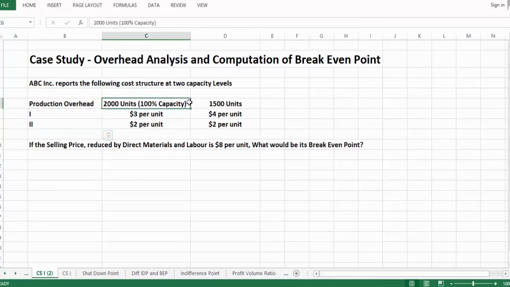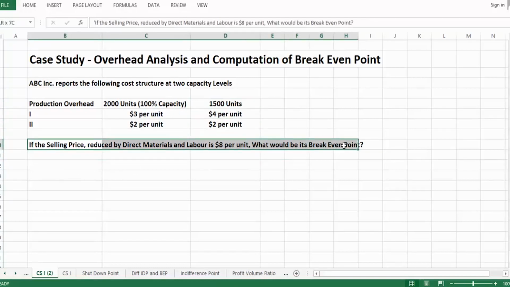So when you are producing 2000 units at 100% capacity, your production overhead for 1 is $3 per unit, and for 2 it is $2 per unit. And when you have production as 1500 units, the production overheads is $4 per unit for 1, and it's $2 per unit for 2. If the selling price reduced by direct materials and labor is $8 per unit, what would be its break-even point? So from this available information, we have to find what is the break-even point.